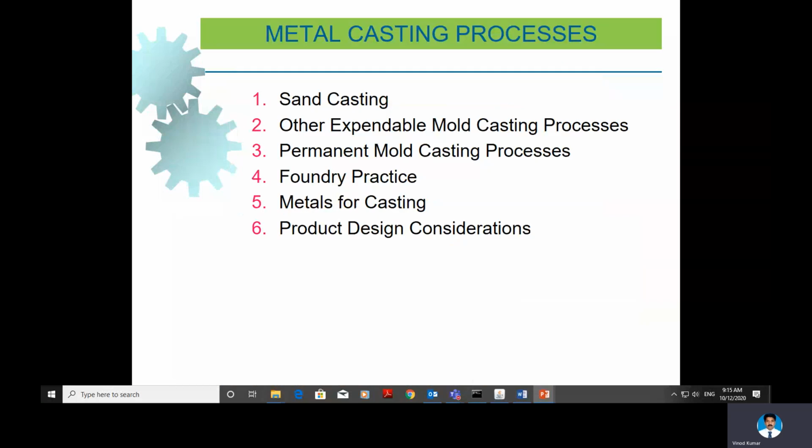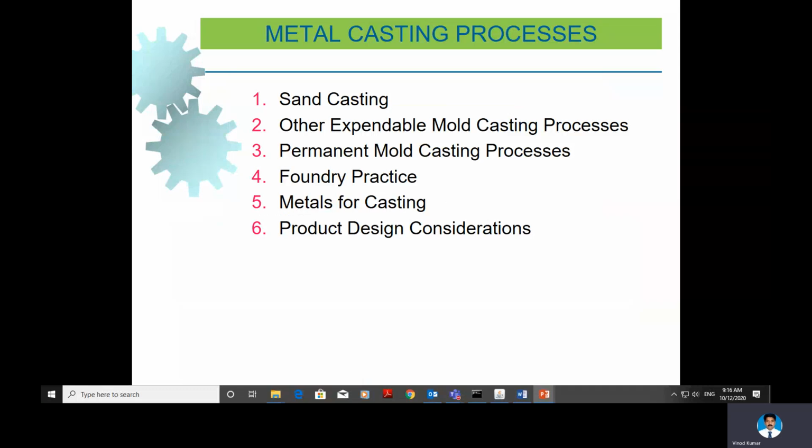Outline of this chapter: we are going to study about sand casting, expandable mold casting processes, permanent mold casting process, foundry practice, metals for casting, and some of the product design considerations.